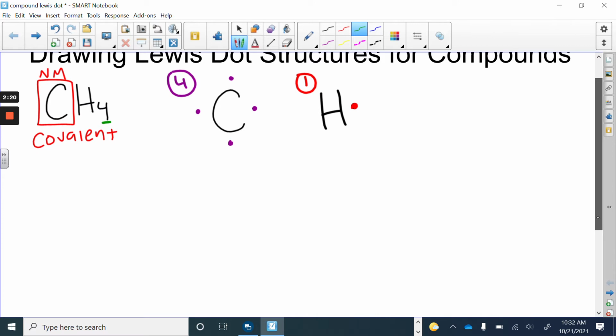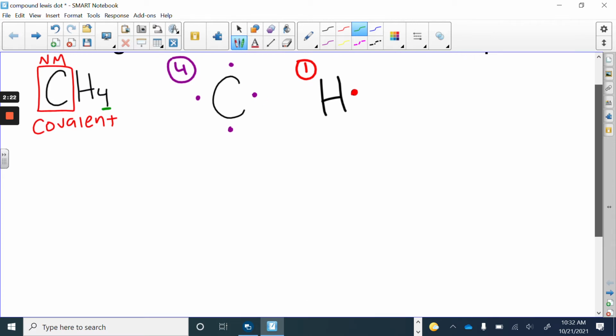So the next thing we need to do is we need to go ahead and figure out which one of these elements is going to be in the center of our compound. The element that's going to form the most bonds will be the one that goes into the center of the compound. So that is going to be carbon, because carbon has 4 valence electrons. So I'll draw a carbon here. And I'm going to add its 4 valence electrons. 1, 2, 3, and then 4.